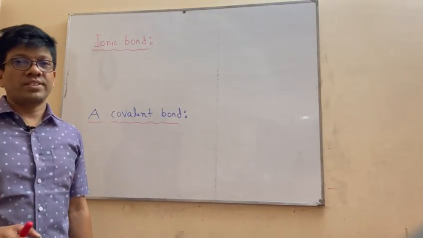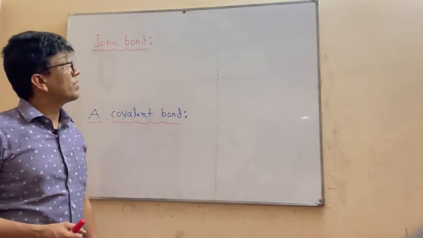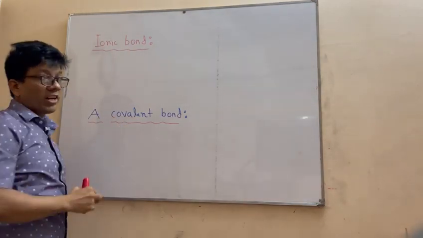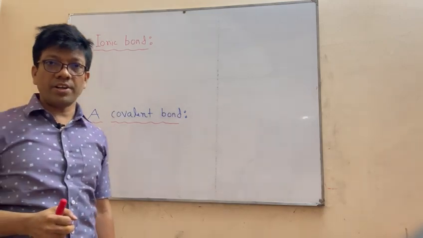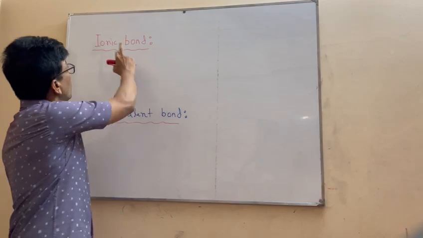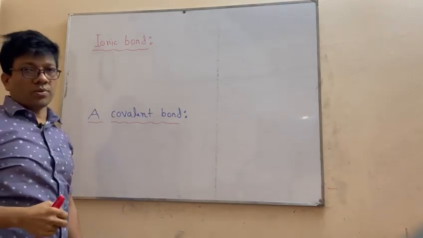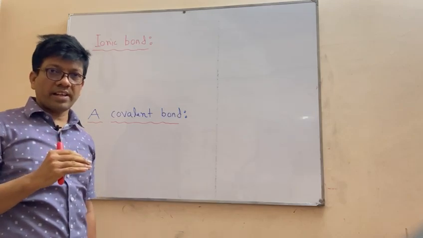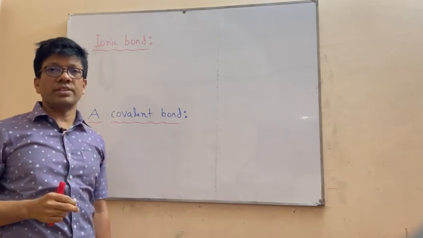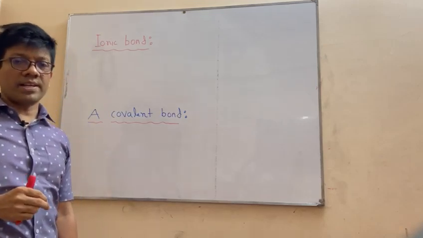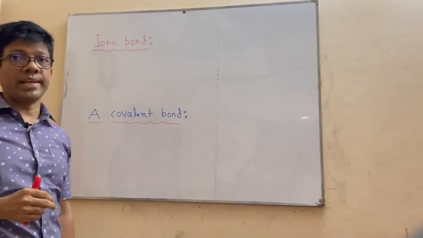Hello students, today I am going to discuss what is ionic bond and what is covalent bond. At first, what is ionic bond? The attraction between positive metal ion and negative non-metal ion is called ionic bond. It is formed by the transfer of electron.